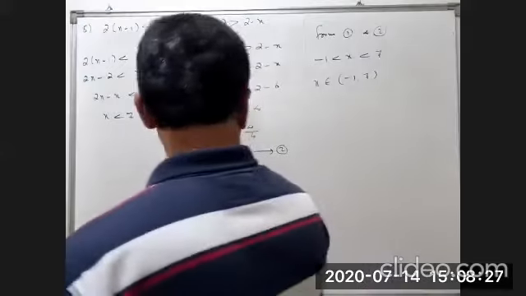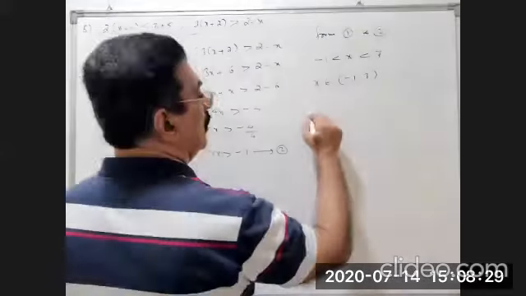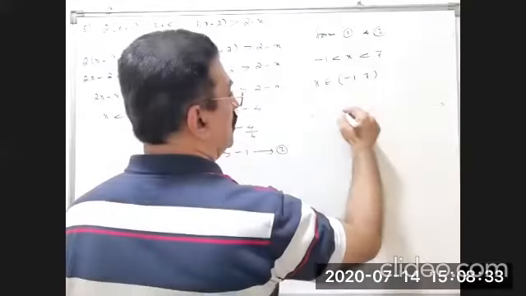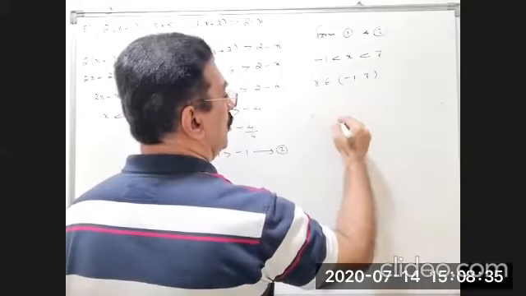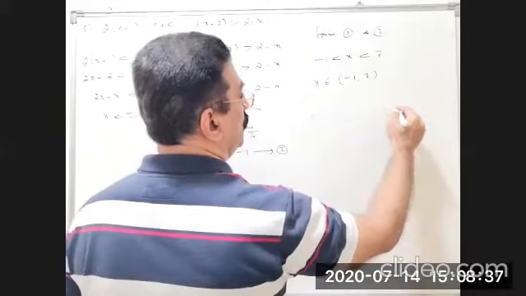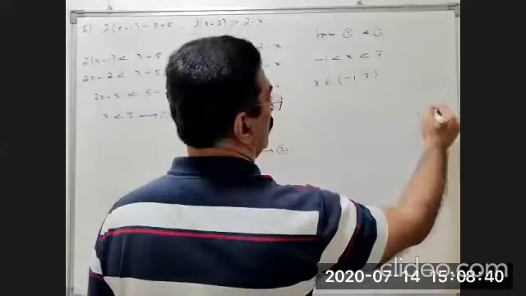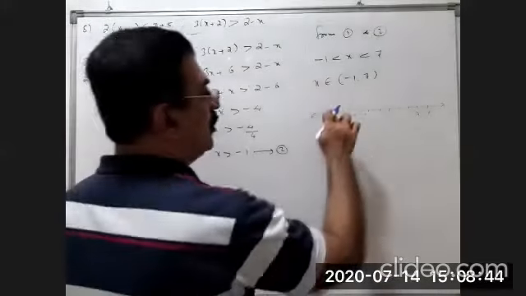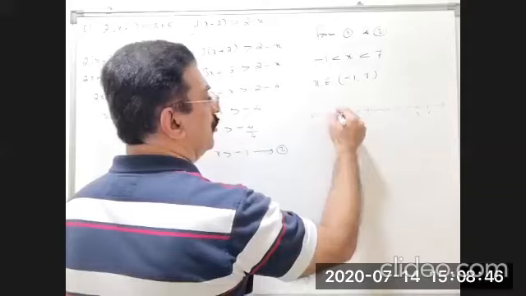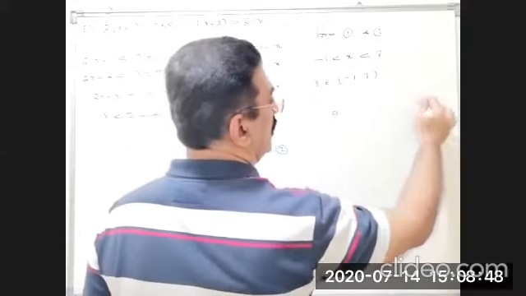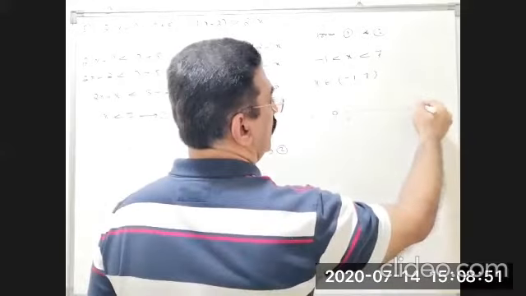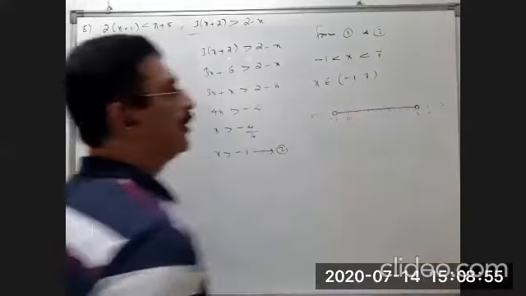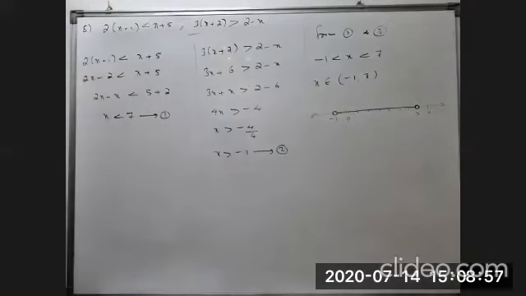So on the number line, you can mark 0, minus 1, 1, 2, 3, 4, 5, 6, 7. Again, open. Open means minus 1 is a small circle, and 7 also is a small circle in between the line. Open interval, minus 1.